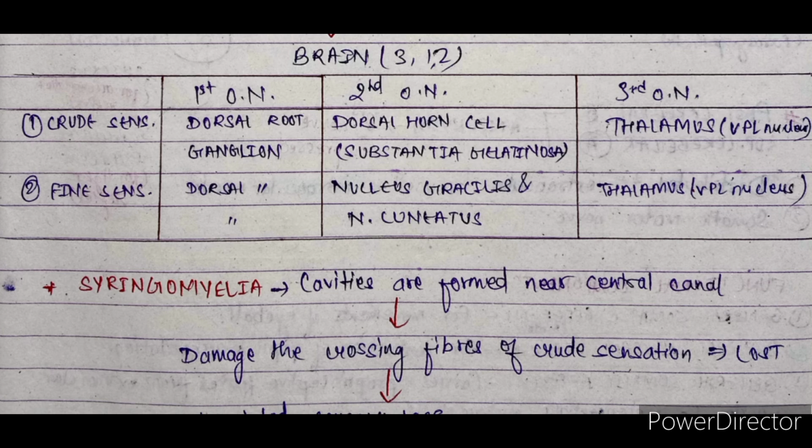And for the fine sensation, the first order neuron is the same as crude sensation, that is the dorsal root ganglion. The second order neuron for the fine sensation is known as nucleus gracilis and nucleus cuneatus. And the third order neuron for the fine sensation is the thalamus, same as crude sensation.